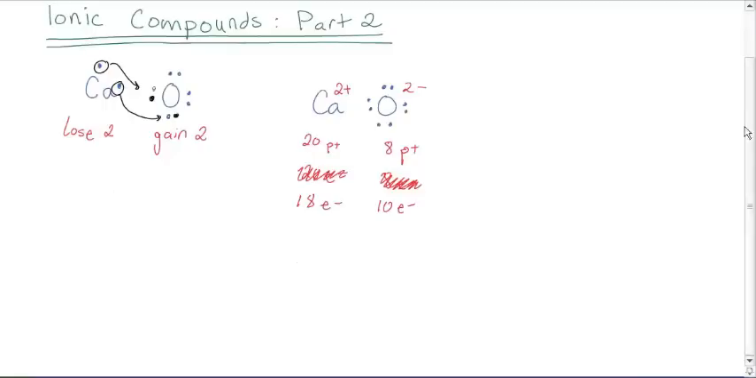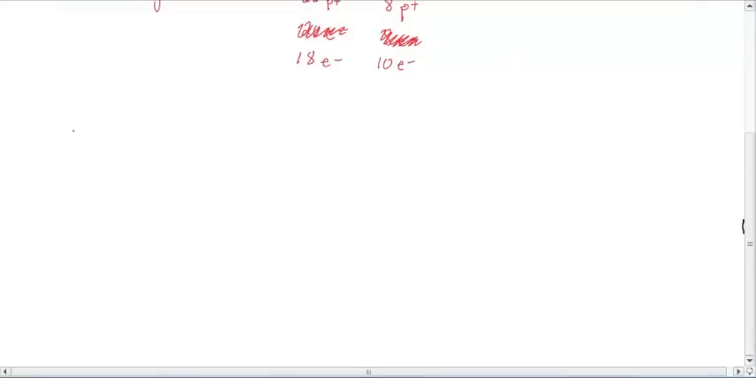Now I'm going to move on to a more difficult example where the number of electrons that one atom needs and the number of electrons that another atom needs don't match, and you'll see what I mean by that. So this time I'm going to use the metal sodium and the nonmetal oxygen. Again, we start by figuring out how many valence electrons each atom has. Sodium has 1 valence electron. Oxygen has 6 valence electrons.